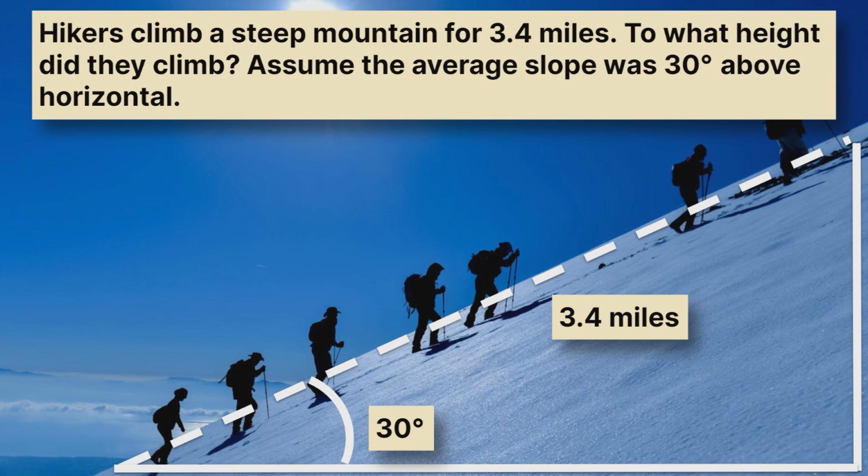Assume that the average slope was 30 degrees above the horizontal. How do we solve things like this? Well, this is going to use sine and cosine. Let me show you how.